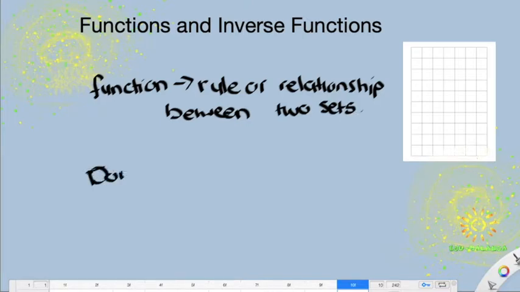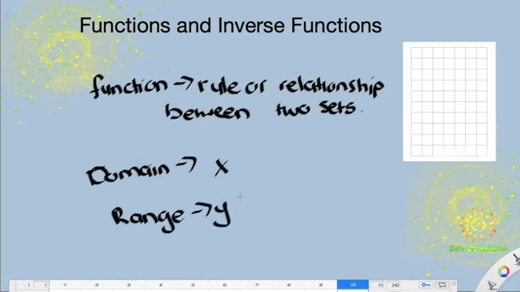I'm going to explain what a domain is. We already explained above that a function is a relationship or a rule between the two sets. So one part of the set is x values and the other part is y values. The domain then becomes how far x goes, so it's all the x values. The range becomes the y values, so how far the y values go.